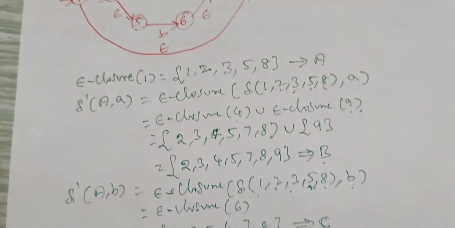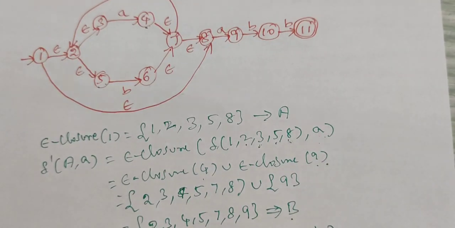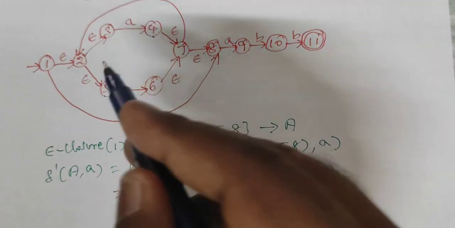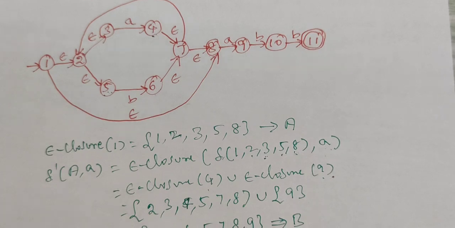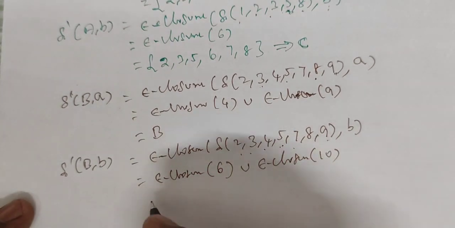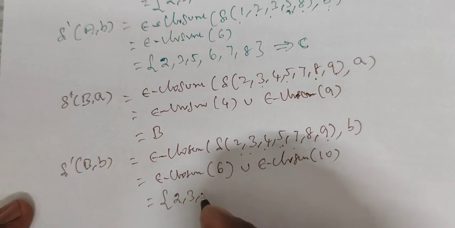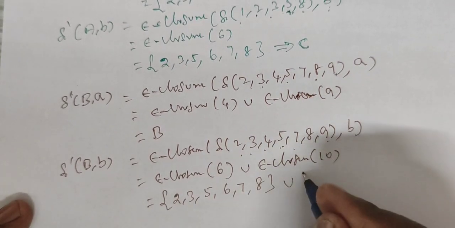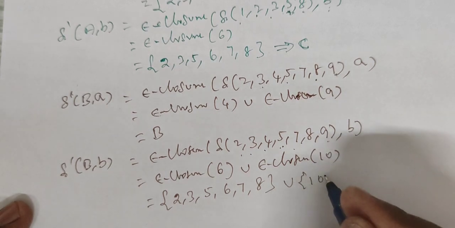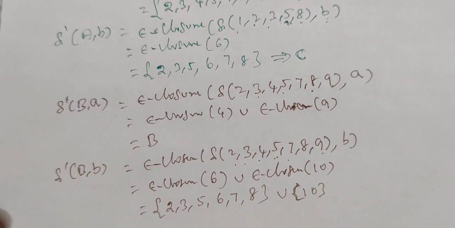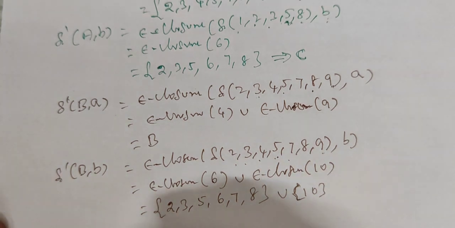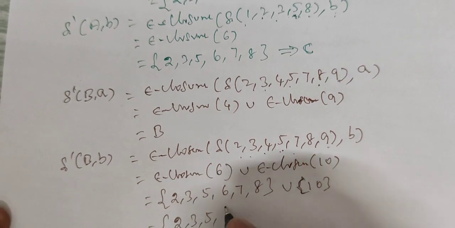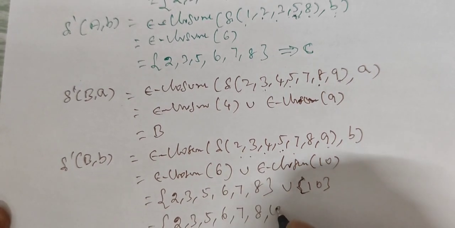Okay. Now find the epsilon closure for 6. Epsilon closure for 6 is 6, 7, 8 and then go back to 3 and 5. So 2, 3, 5, 6, 7 and 8. Okay. So the answer is 2, 3, 5, 6, 7 and 8, and union of epsilon closure for 10 is 10 itself, because no epsilon closure is applied on 10. So when you merge it together, we get a state 2, 3, 5, 6, 7, 8 and 10.